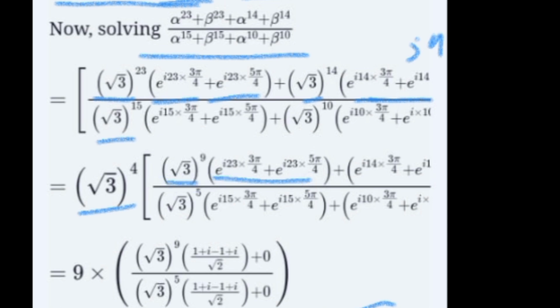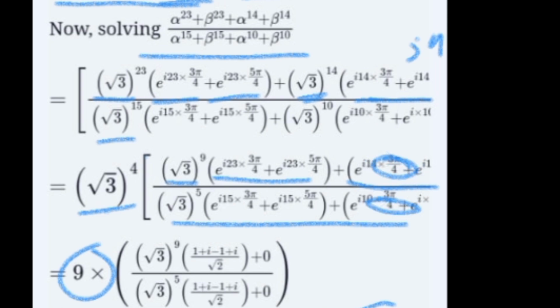So here it is the same, so the denominator is also the same. So root 3 power 4 means 9. So e power i 23 into 3 pi by 4 means 1 plus i by root 2. Now e power i 23 into 5 pi by 4 means minus 1 plus i by root 2. So these are the values, and this value is 0. Now root 3 power 5. So 1 plus i minus 1 plus i by root 2, plus here also 0.